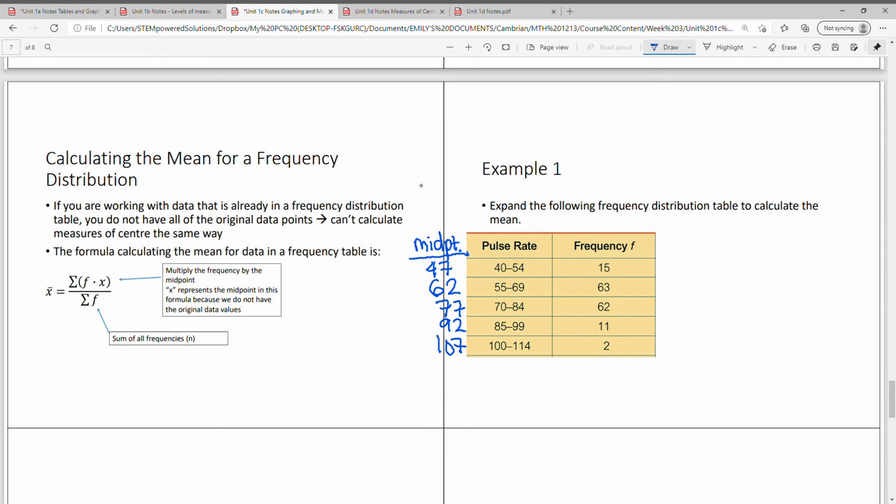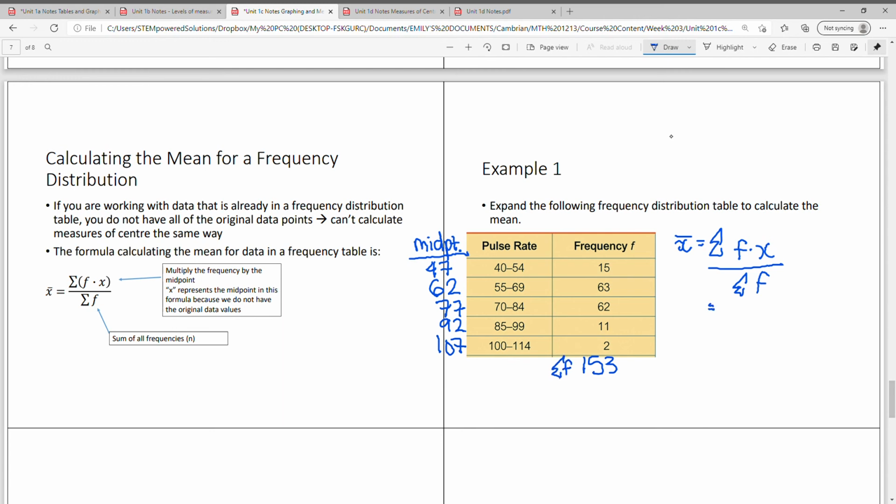So expand the following frequency distribution table to calculate the mean. So the mean is equal to the sum of all the frequencies multiplied by x, where x is the midpoint, divided by the sum of all the frequencies. So the sum of all frequencies is 15 plus 63 plus 62 plus 11 plus 2 equals 153.